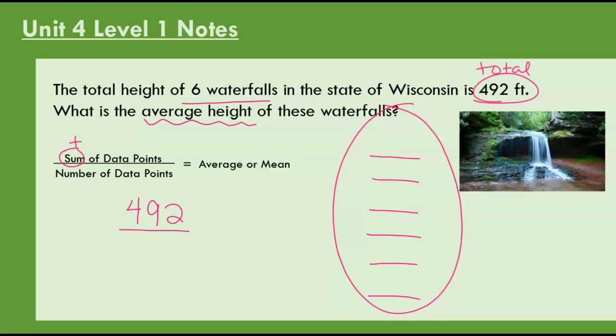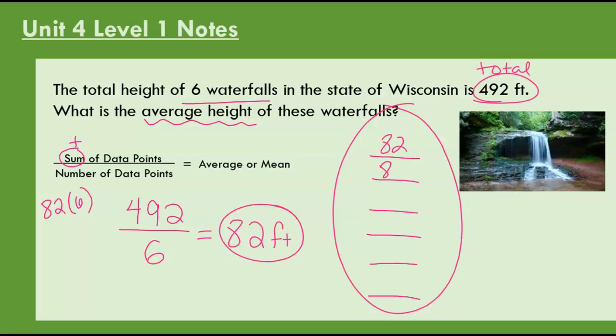Now the number of data points, there are 6 waterfalls, so I'm going to divide by 6. When I divide, I get 82 feet. So it doesn't mean each waterfall was 82 feet, but if I add them up, it's got the idea that it's 82 times 6. So it averages to be about 82. Now I could have a lot higher and a lot lower. We could have outliers of that information, but this is the average.